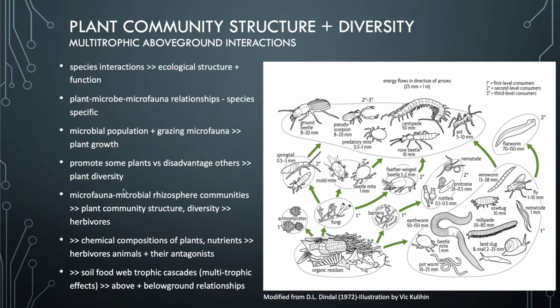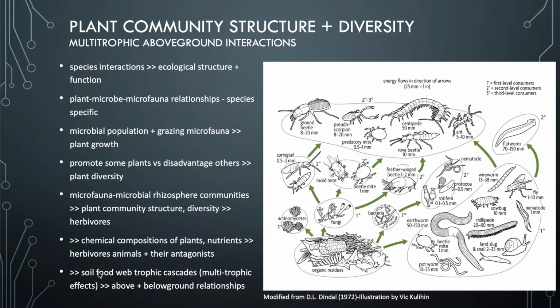So the interaction of soil protists with the microbial rhizosphere communities therefore impacts plant community structure, diversity, and therefore the herbivores that the plant community feeds. This interaction between microbes and microfauna also influences the chemical composition of plants and therefore the nutrient content of plants as well. And this determines the herbivorous animal communities and also their antagonists, so the organisms that, for example, parasitize or feed on these herbivorous animals, be they insects or larger animals such as mammals.